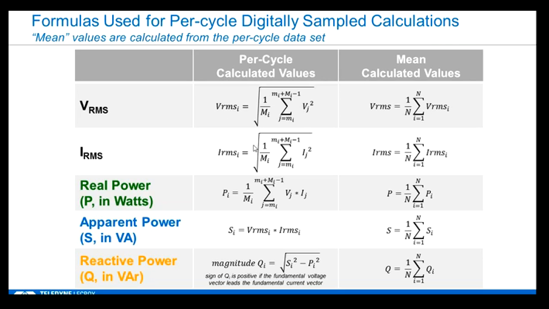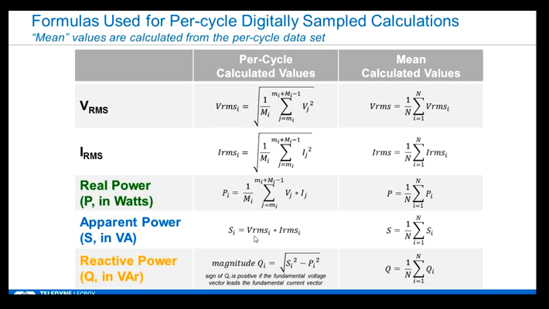And I do the same for current, and I calculate power by knowing what my instantaneous voltage times current values are based on the sample points, and I calculate a power for a given period. And then once I know my real power in watts for my instantaneous voltage and current sample points, and I know my RMS quantities, then for any given period, I can calculate the apparent power, S, in volt amperes, just by multiplying these two quantities.